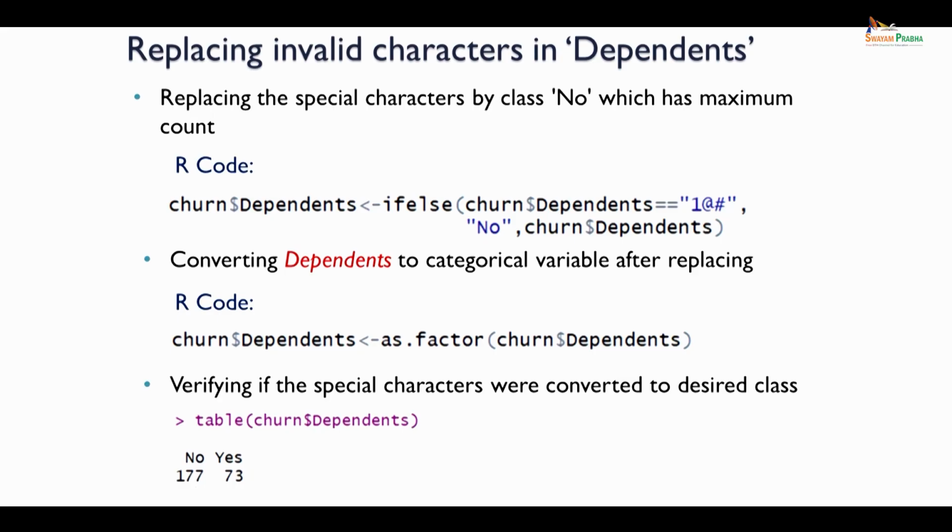In this lecture, we have seen how to join the 3 files, and we have looked at the basic structure of the data. We have also looked at the summary of the data to get the frequencies for categorical variables and the 5 number summary for numerical variables. We have also cleaned the variables tenure and dependents, which had inconsistent characters, and we have replaced them with the desired values.